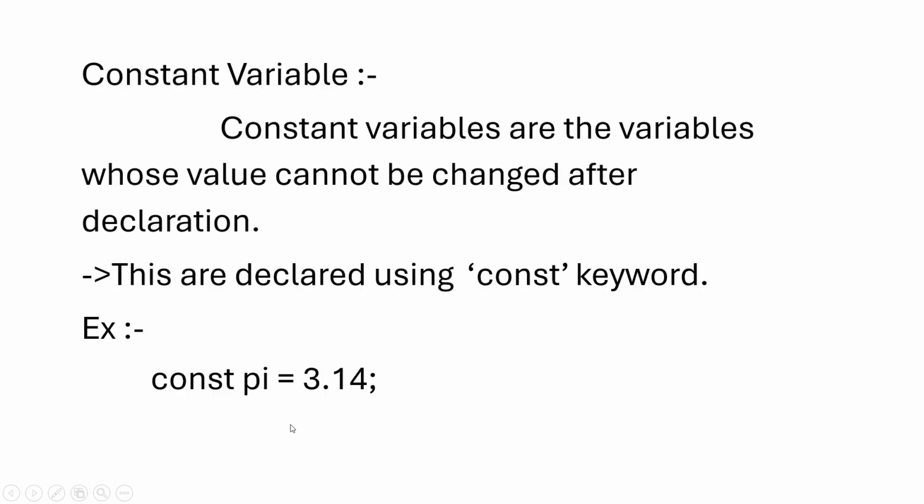Next, constant variable. A constant variable is a variable whose value cannot be changed after declaration. That means if we assign a value to the constant variable, that value cannot be changed afterwards. Here is the example: const pi = 3.14. That means the variable pi contains 3.14 as a constant value, and we cannot change the value of pi again in the program.